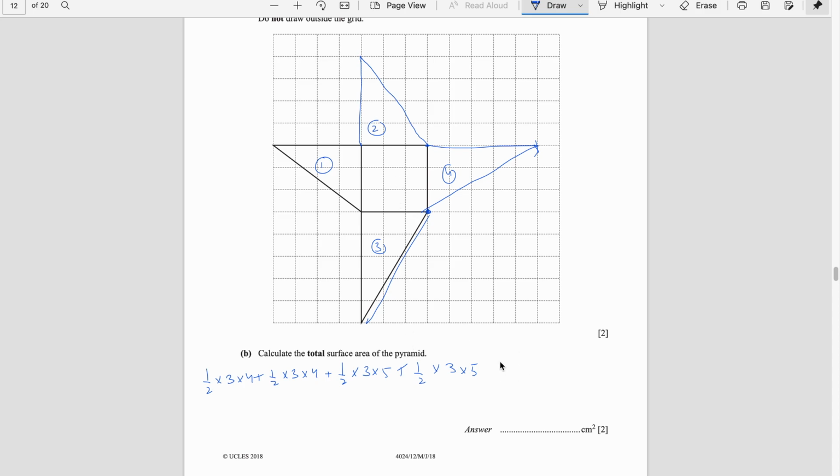And this shape at the center is a square, 3 into 3. 3 4 times 12 by 2 is 6, plus 6. 3 5 times 15 by 2 is 7.5, plus 7.5 plus 9. 12 plus 15 plus 9. 12, 15 and 9 is 36.